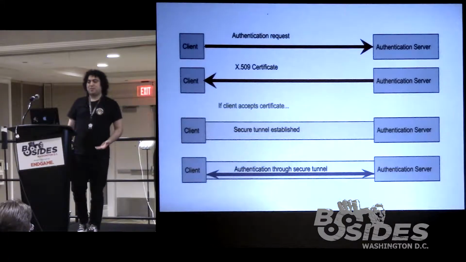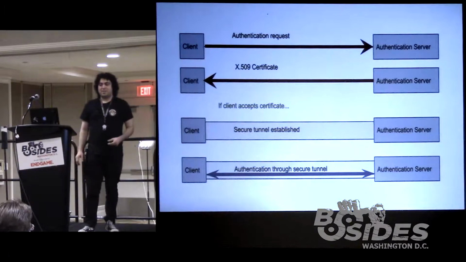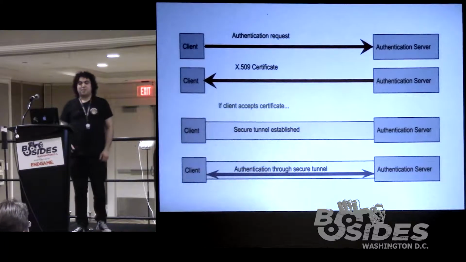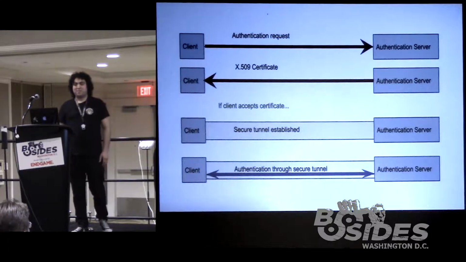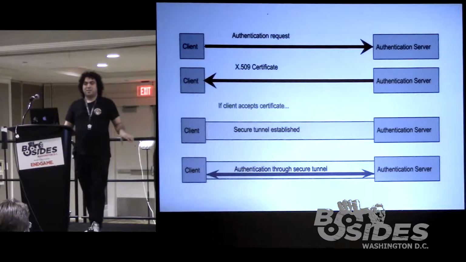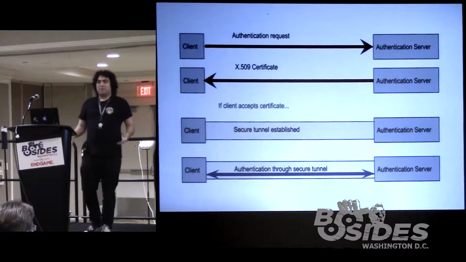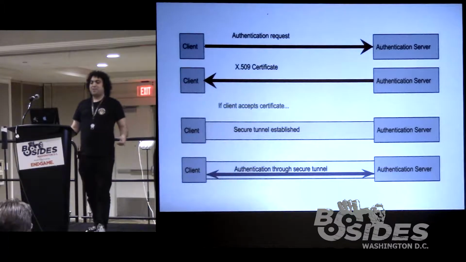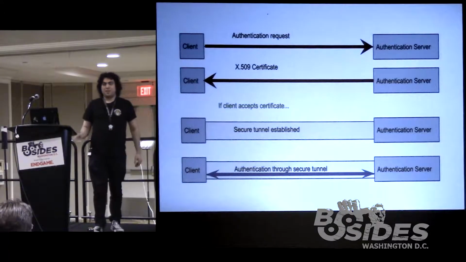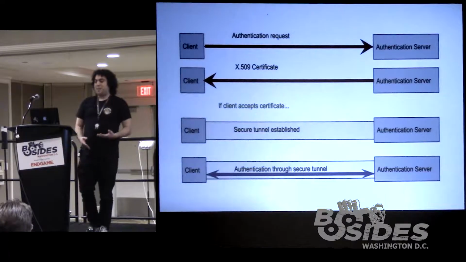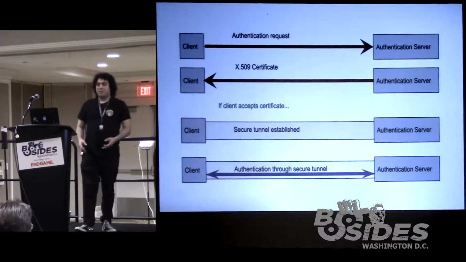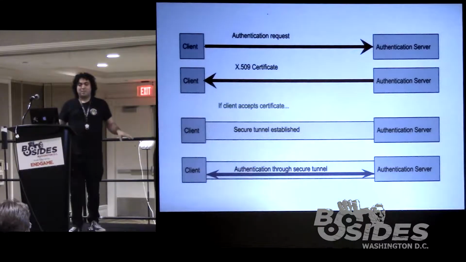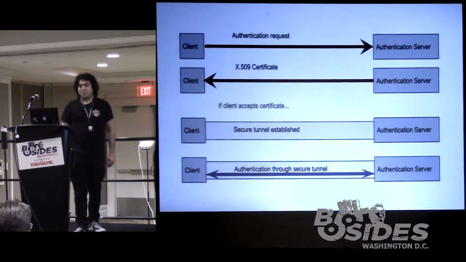So at this point, the client either accepts or rejects the certificate. If it accepts the certificate, it means it trusts the authentication server, and a secure tunnel is established between the client and the authentication server. Once that secure tunnel is established, we move on from the outer authentication, which is where we were before, and we now begin what's called the inner authentication process. This is actually where credentials are entered: you enter your username and password, and that gets sent to the authentication server. We'll look more at how that works in a second. But that inner authentication is going to occur through this secure tunnel.